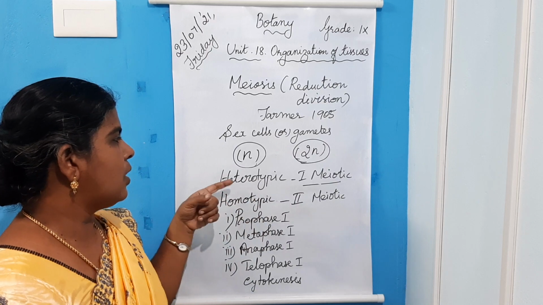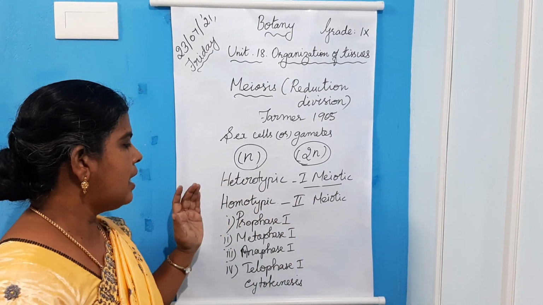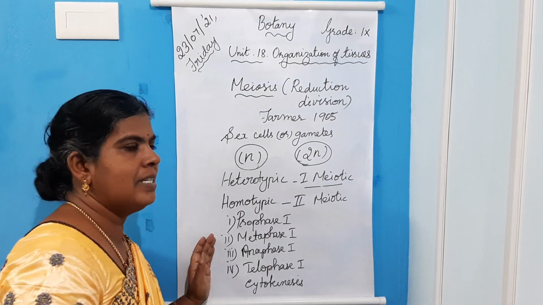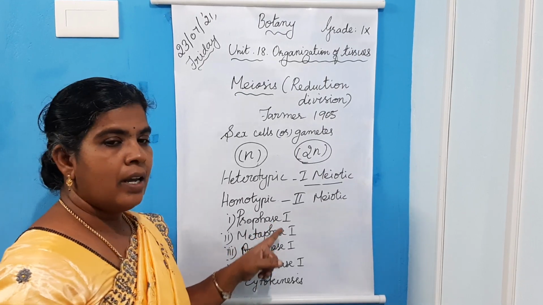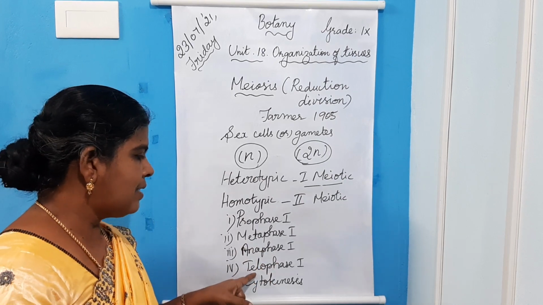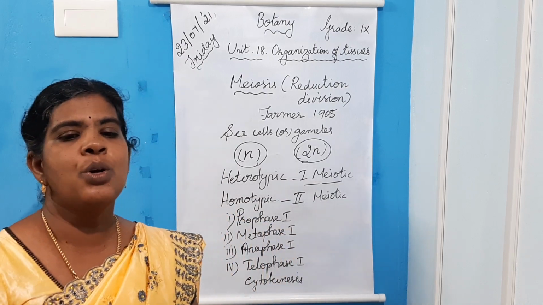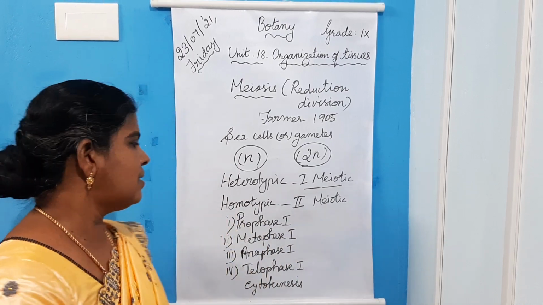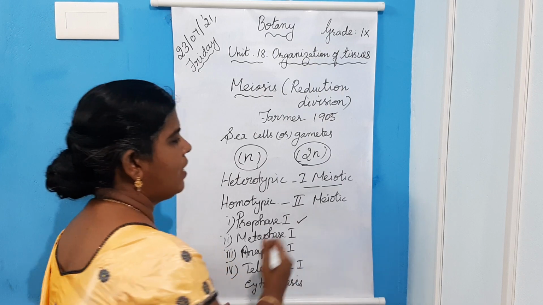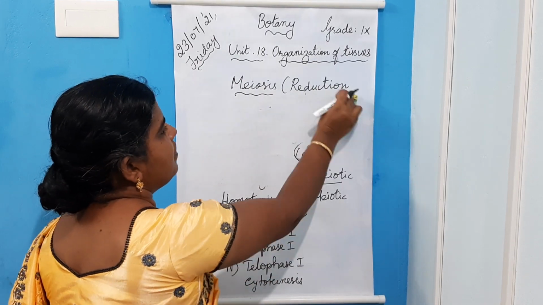So, this heterotypic division or first meiotic division consists of these following stages: prophase 1, metaphase 1, anaphase 1, telophase 1, and it is followed by cytokinesis. First, what is the first phase? Prophase 1. This is the first phase.